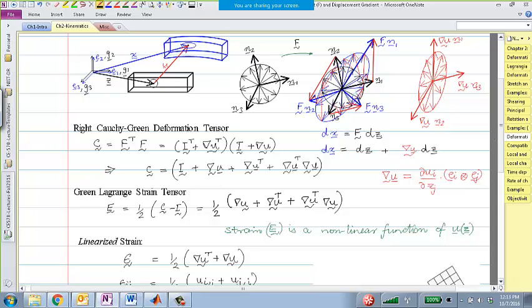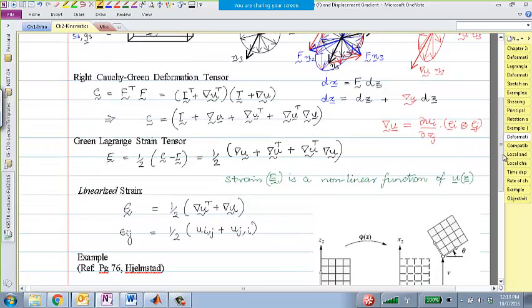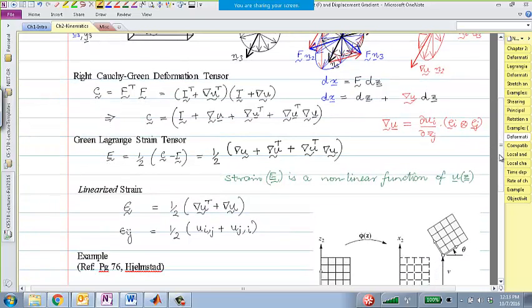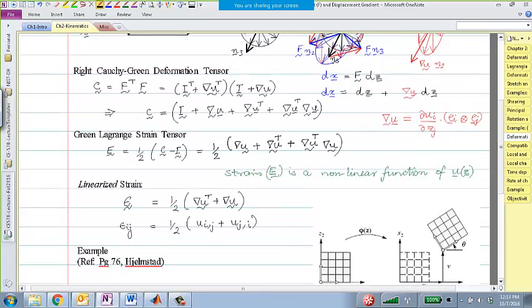Now, what you might be familiar with from maybe your undergraduate mechanics of materials course is a definition of strain which we call the linearized strain. This is the full nonlinear strain. But if I neglect that nonlinear term, if I remove that, what I get is something called a linearized strain, which is half of grad U transpose plus grad U.